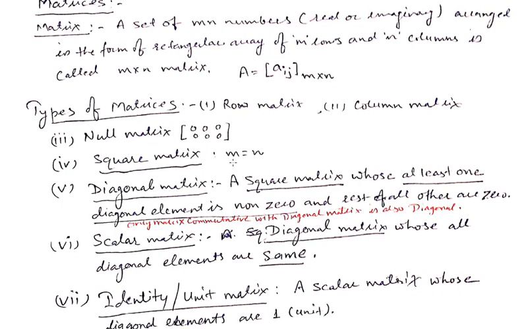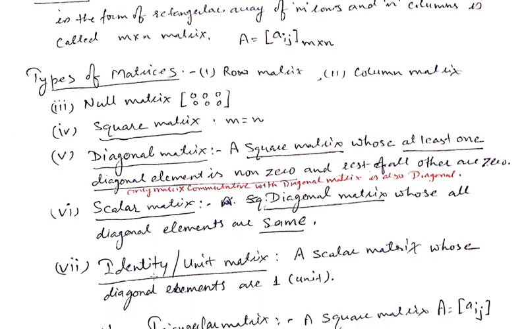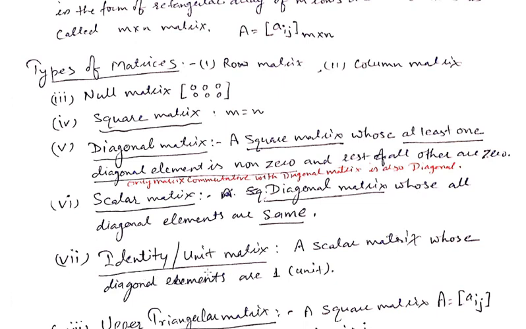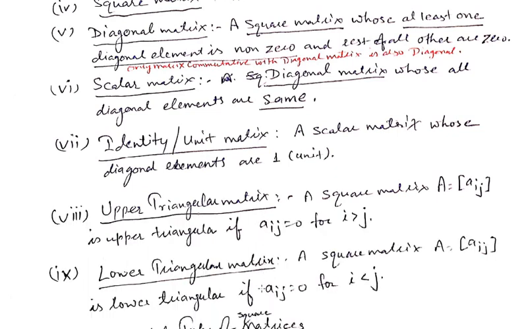A square matrix: if the number of rows and number of columns are the same in a matrix, then it is said to be a square matrix. After that we have a diagonal matrix, a square matrix in which at least one diagonal entry is non-zero, and except those, all are 0. Such a matrix is known as a diagonal matrix. Scalar matrix: if all the elements of a diagonal matrix are the same and non-zero, then it is called a scalar matrix. Identity matrix, a special kind of scalar matrix in which all the diagonal elements are 1 only, that is, unit element. After that we have the upper triangular matrix.